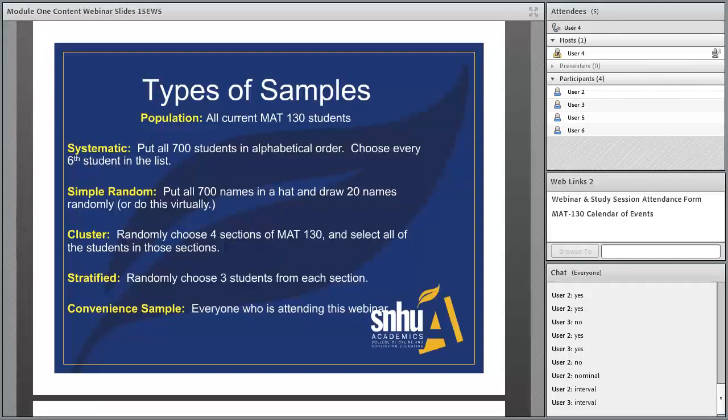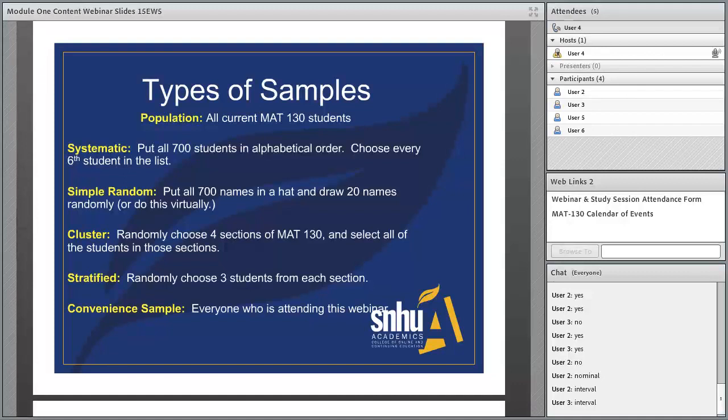So cluster and stratified, people get these two confused. Hopefully this example will clarify the difference between the cluster and the stratified. In a cluster sample, you would randomly choose 4 sections of Math 130. I think there's like 15 sections or something like that. So you would randomly choose 4 sections of Math 130 and select all of the students in those sections.